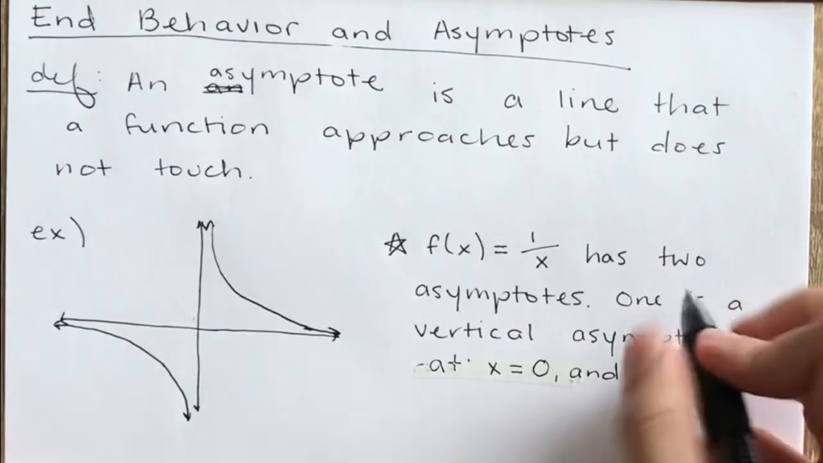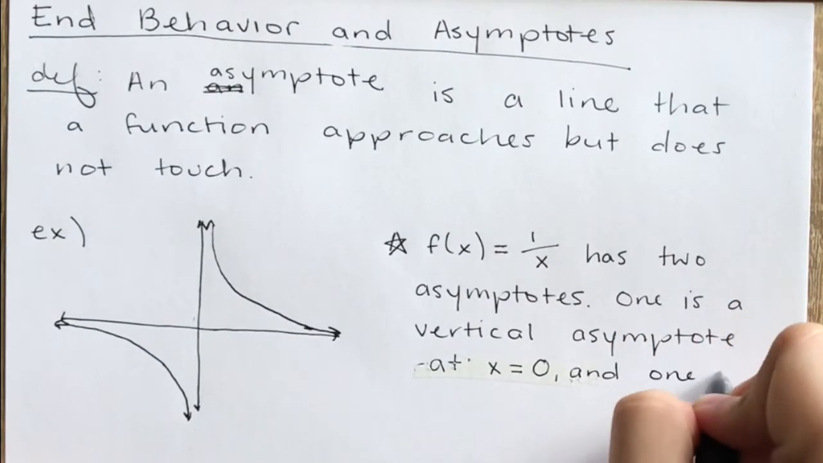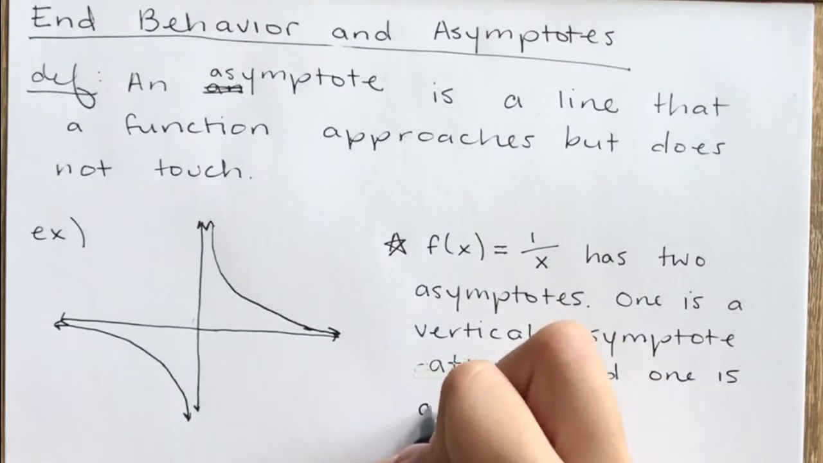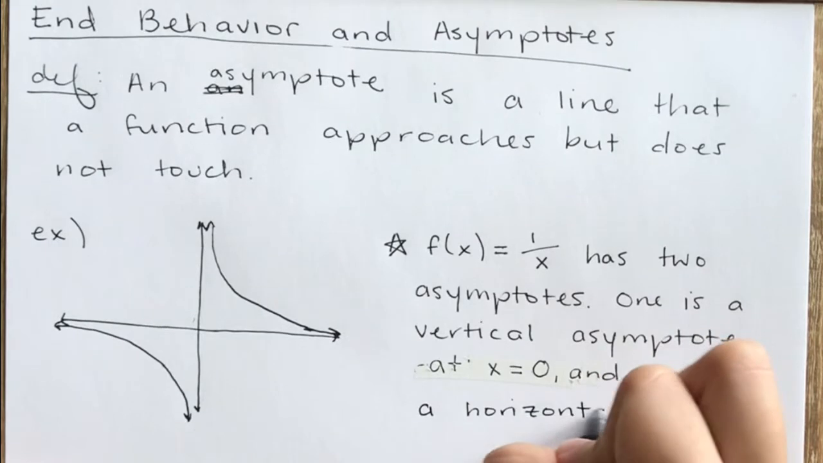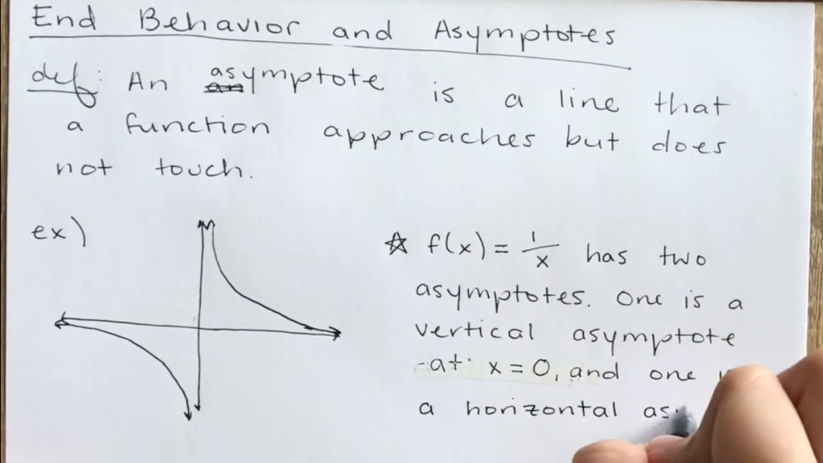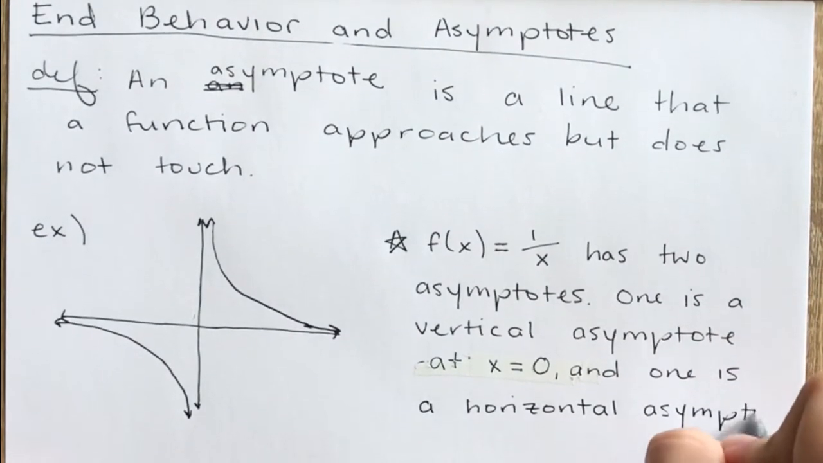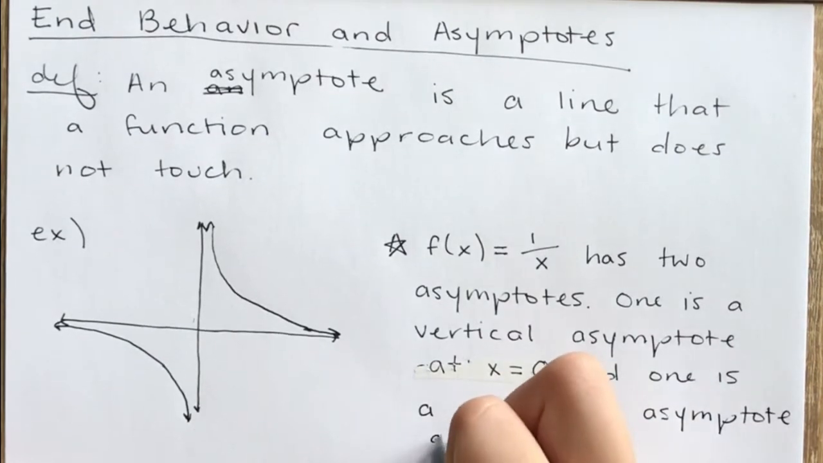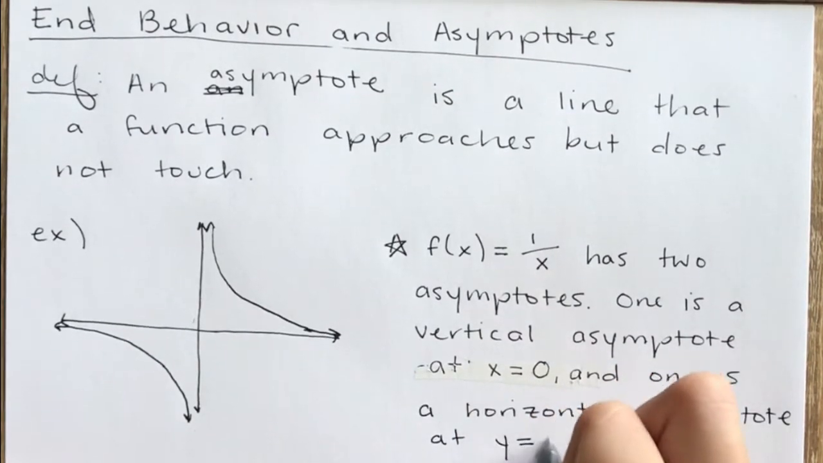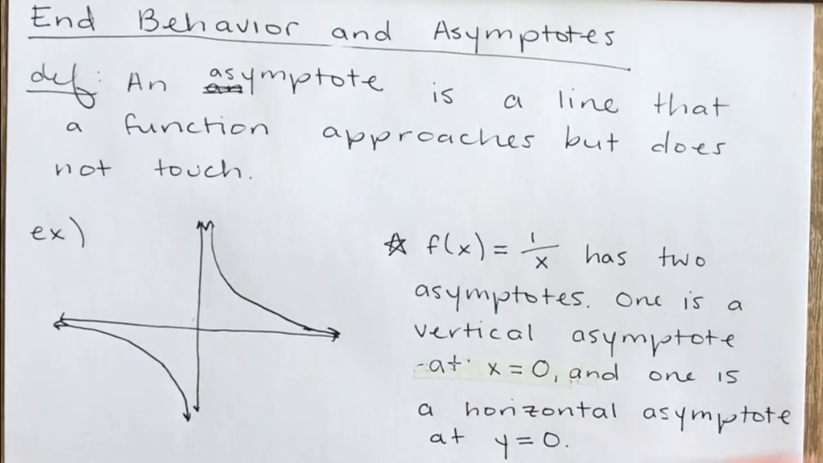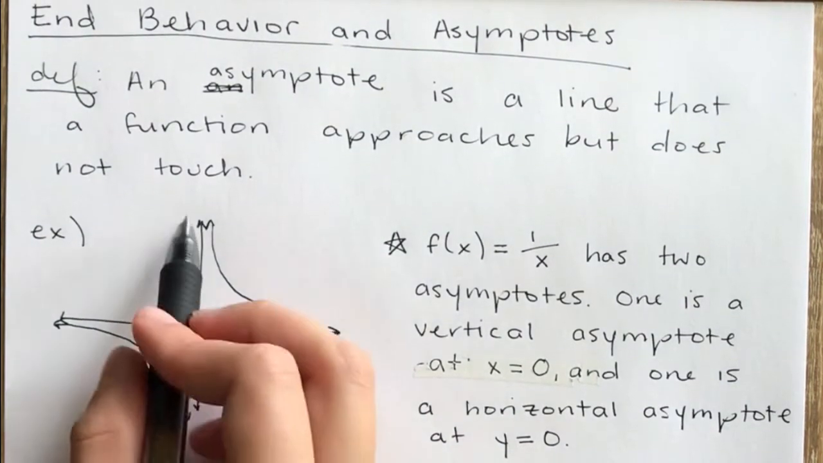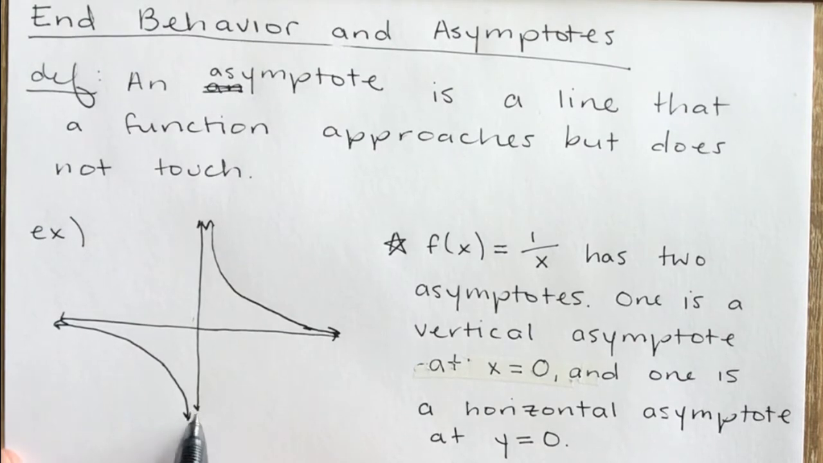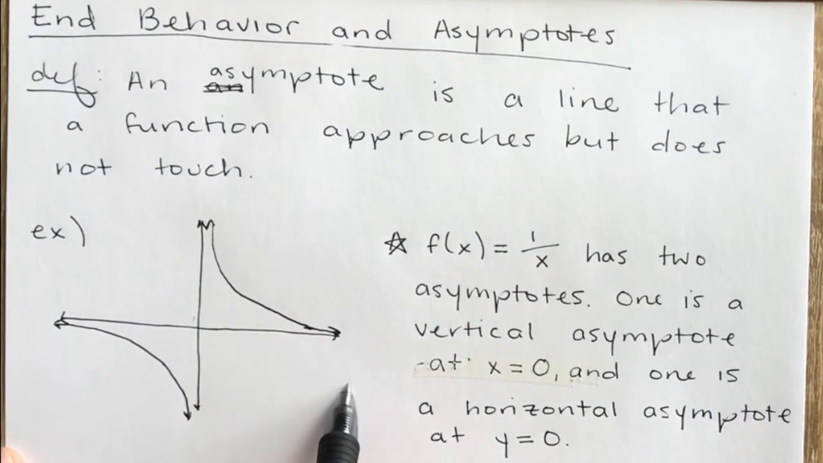and one is a horizontal asymptote at y equals 0, right? So we have one asymptote at y equals 0 and one at x equals 0. They are named vertical for when they're vertical and horizontal for when they're horizontal.